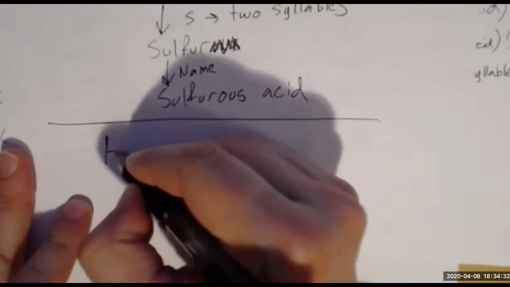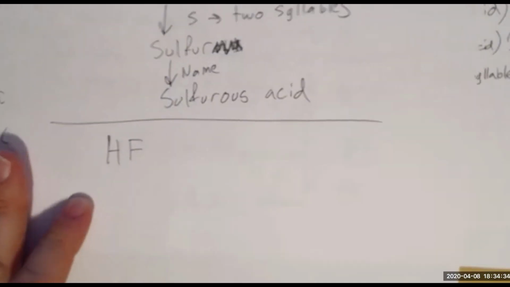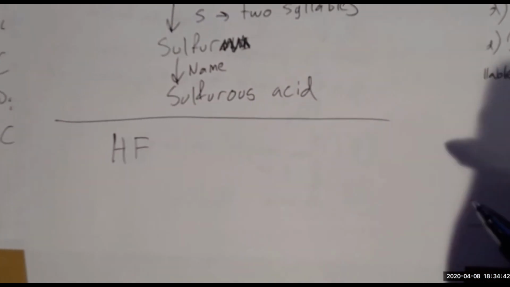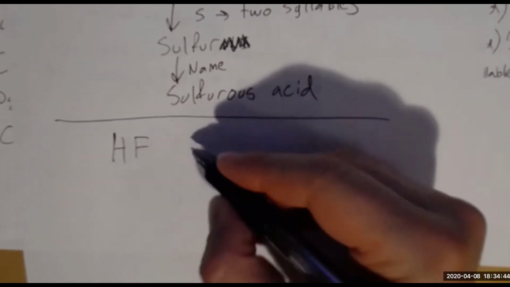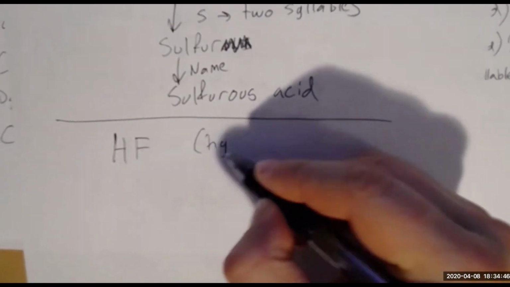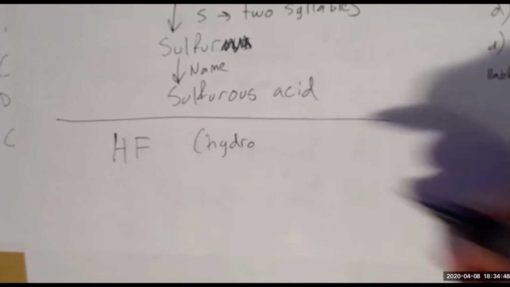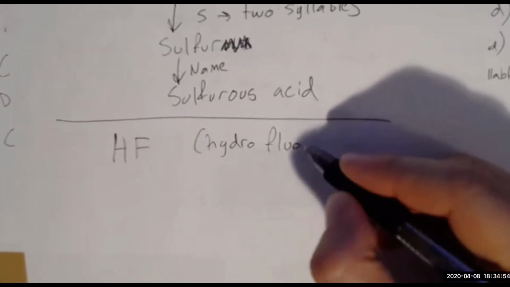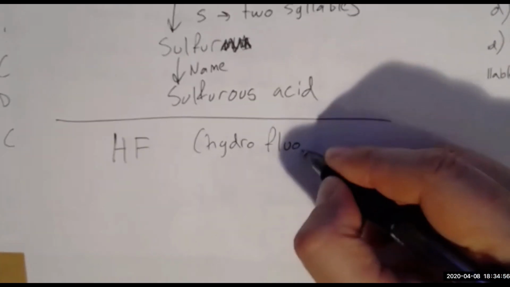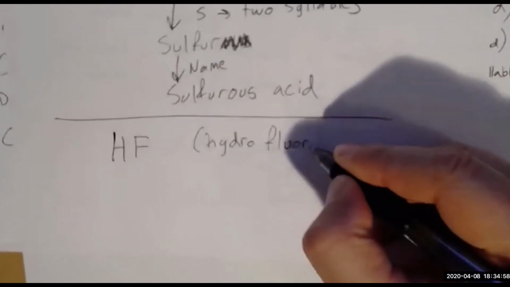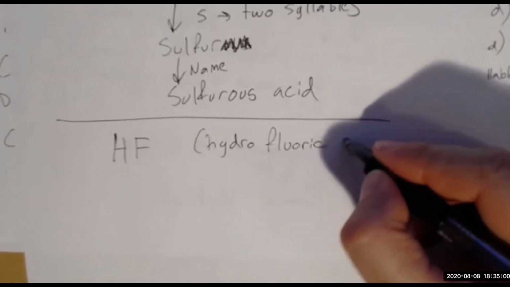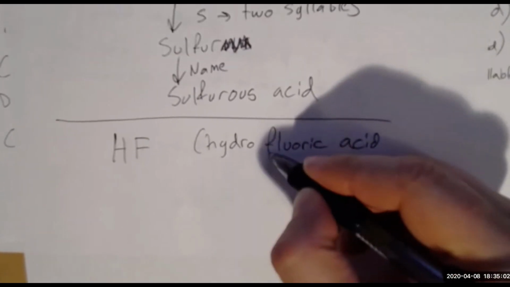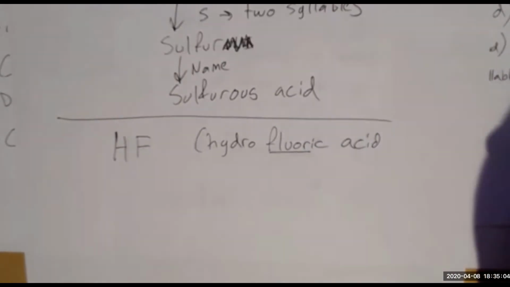The binaries, I think, are much easier. If you get something like HF, how would I name that? It's going to be hydro. Fluoric. Yes, it's FLUO. It's fluor instead of flower. Hydrofluoric acid. So fluor is the root.